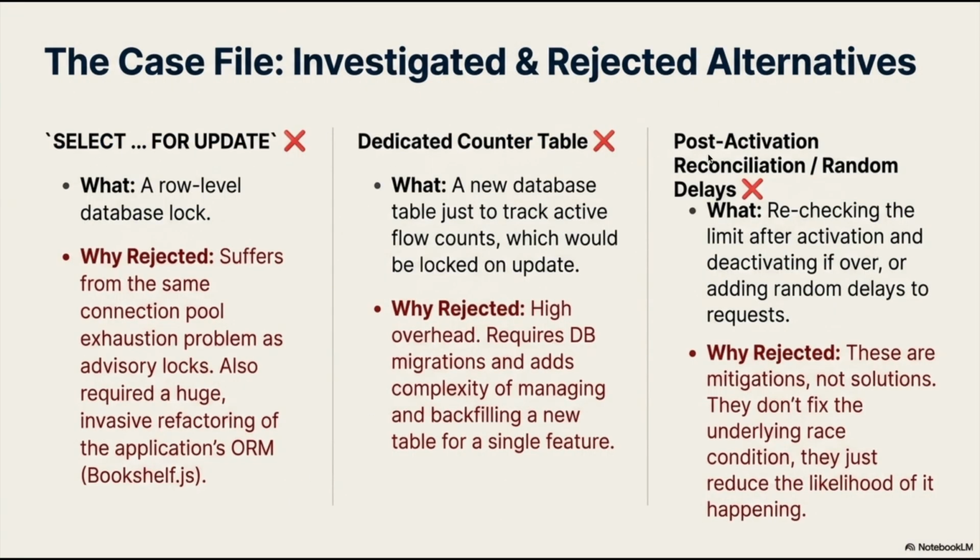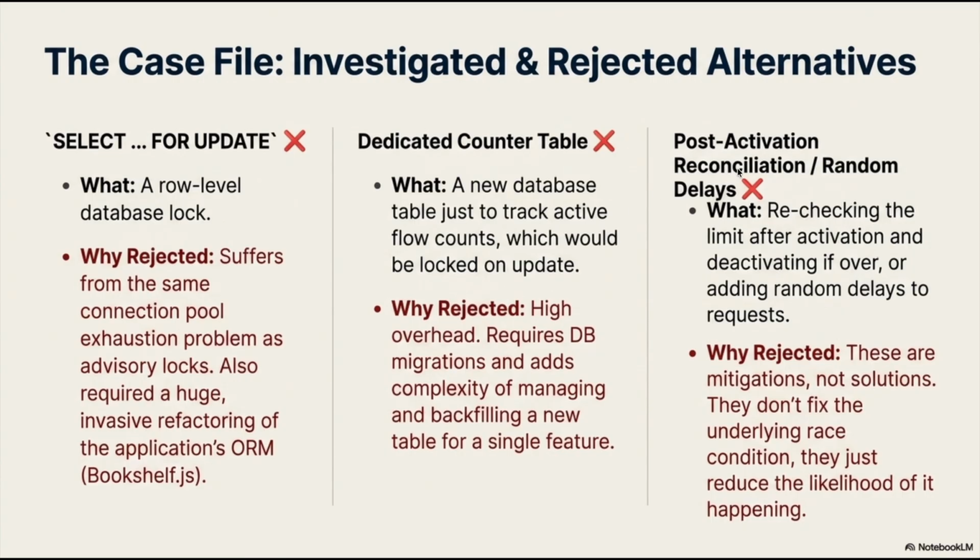So these are all the alternatives we investigated and rejected. Using SELECT FOR UPDATE, a row-level database lock. Why rejected? Because it suffers from the same connection pool exhaustion problem as the advisory lock, and it also requires intensive refactoring of the application ORM that we were using. A database counter table: we could have a new table just to track the active flow count, which would be locked on update. Why rejected? Because of high overhead, it requires a DB migration, and adds the complexity of managing backfilling a new table for a single feature.